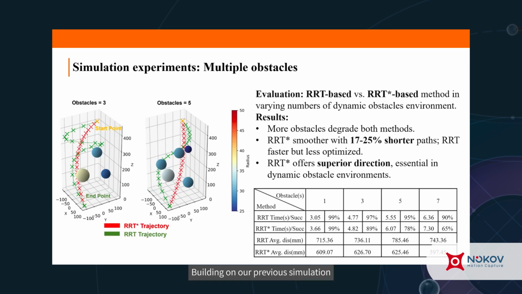Building on our previous simulation, we explore the performance of RRT-based and RRT-star-based algorithms in scenarios with multiple obstacles. Our simulation results indicate that although the success rate of both algorithms decreases as the number of obstacles increases, the RRT-star consistently outperforms RRT in path efficiency, with trajectories averaging 25% to 70% shorter than those generated by RRT. This efficiency is crucial in a dynamic environment, highlighting the potential of RRT-star for applications requiring rapid and precise navigation.